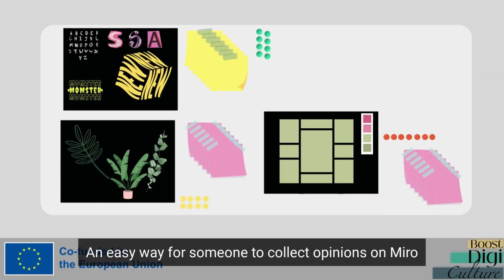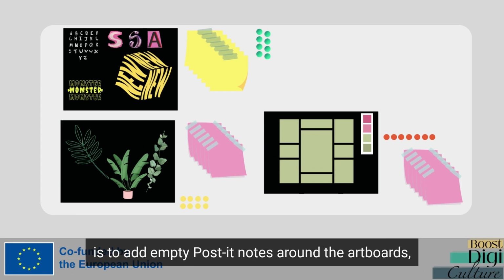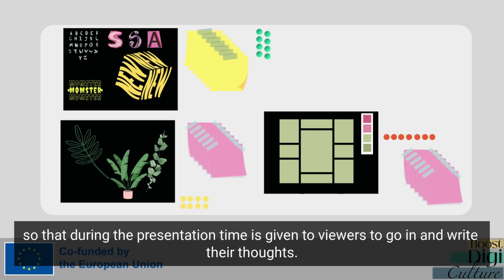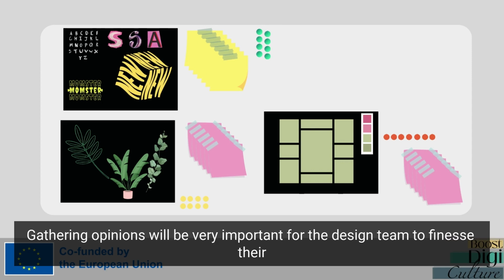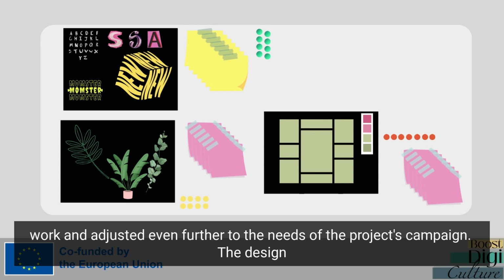An easy way for someone to collect opinions on Miro is to add empty post-it notes around the artboards so that during the presentation, time is given to viewers to go in and write their thoughts. Gathering opinions will be very important for the design team to finesse their work and adjust it even further to the needs of the project's campaign.